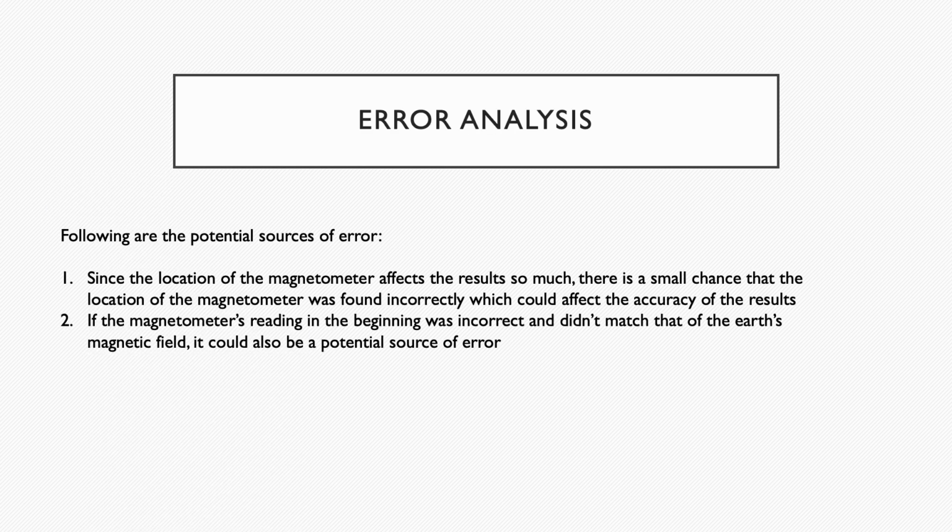So the error analysis. The following are the sources of error that could have happened. Since the location of the magnetometer affects the results so much, there's a small chance that the location of the magnetometer was found incorrectly, which could affect the accuracy of the results. If the magnetometer's reading in the beginning was incorrect and didn't match that of the Earth's actual magnetic field, it could also be a potential source of error.